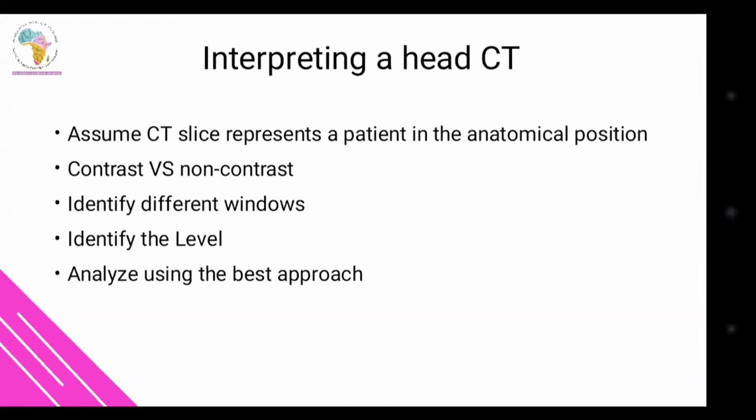When interpreting a head CT, you assume that the CT slice in front of you represents a patient in the anatomical position. That is, the left of the patient is on your right and the right of the patient is on your left. You should be able to identify contrast versus non-contrast CT, which I mentioned earlier in the presentation. Identify the different windows: is it a bony window, the brain window, a subdural window, etc.? Also identify the levels: is it infraventricular, supraventricular? And you analyze using the best approach that suits you.